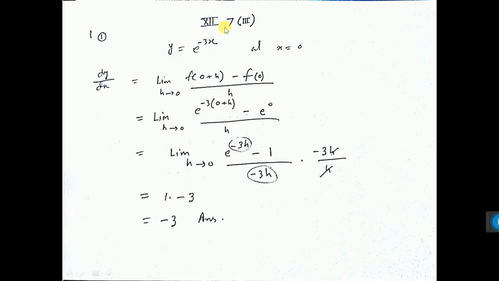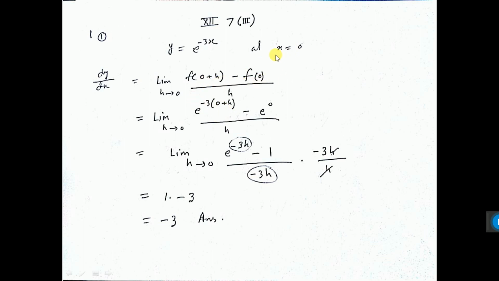This is exercise 7 part 3, question 1 part A. It is told that y equals e to the power minus 3x is a function. That means f(x) equals e to the power minus 3x, because y and f(x) are the same thing, at x equal to 0. So the formula: dy/dx equals the limit as h tends to 0 of f(x plus h) minus f(x). Since x equals 0, we put 0 here instead of x.